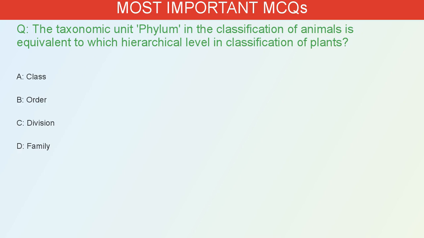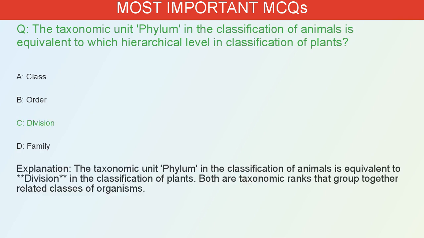The taxonomic unit, phylum, in the classification of animals is equivalent to which hierarchical level in classification of plants? A. Class. B. Order. C. Division. D. Family. The correct answer is C. The taxonomic unit, phylum, in the classification of animals is equivalent to division in the classification of plants. Both are taxonomic ranks that group together related classes of organisms.